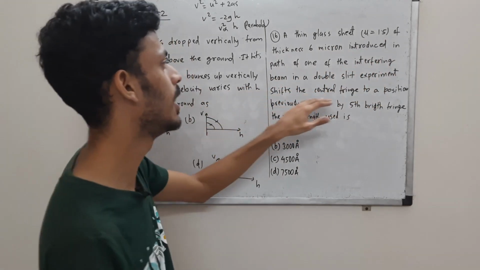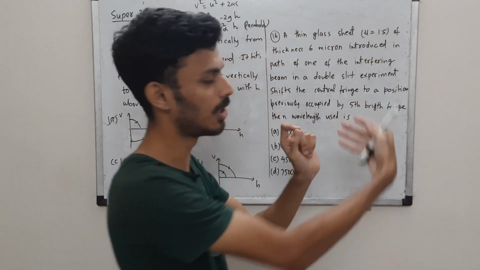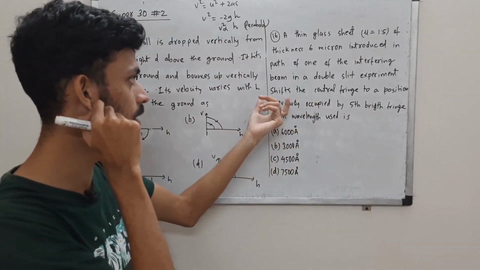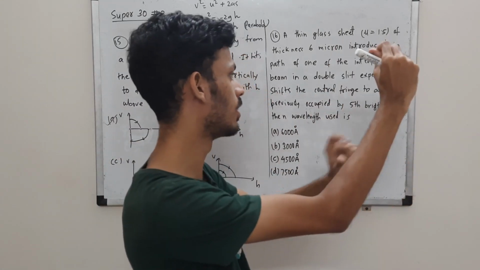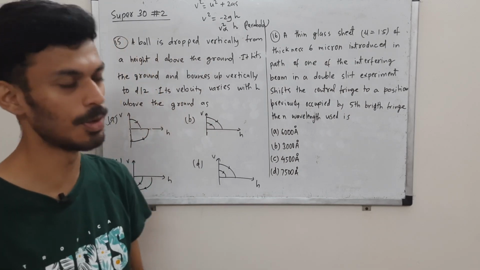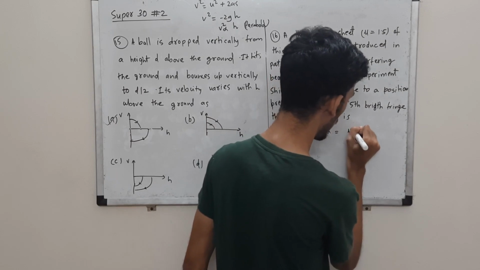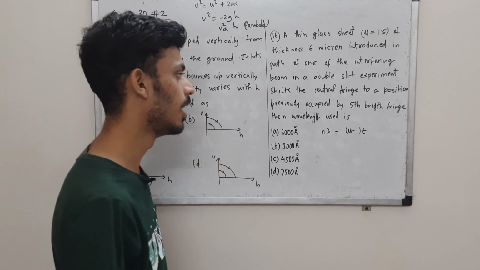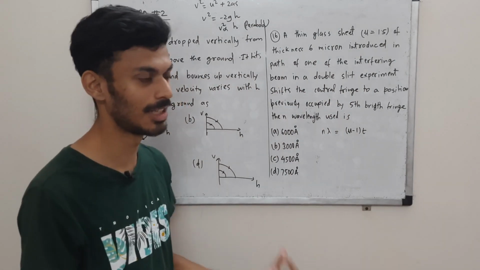In the YDSE experiment, whenever you introduce a glass sheet, it creates a path difference, resulting in a different pattern. It shifts the central bright fringe to the position of the fifth bright fringe of the original pattern, and you are supposed to tell the wavelength used. Here the path difference, n lambda, will be (mu minus 1) into t. This is the path difference created by the glass sheet, okay.